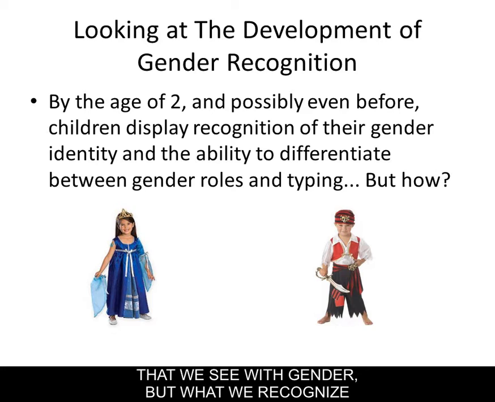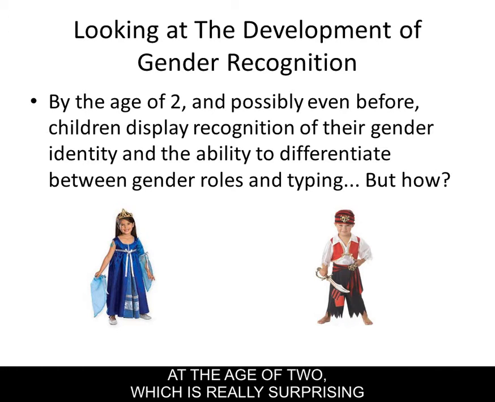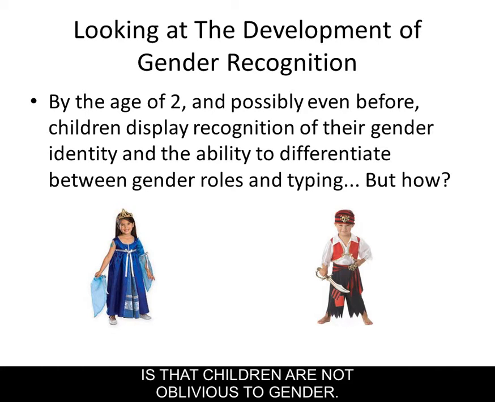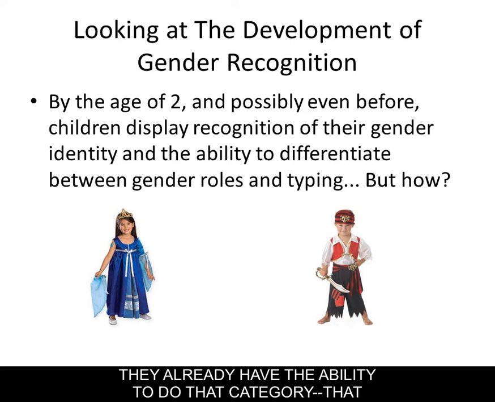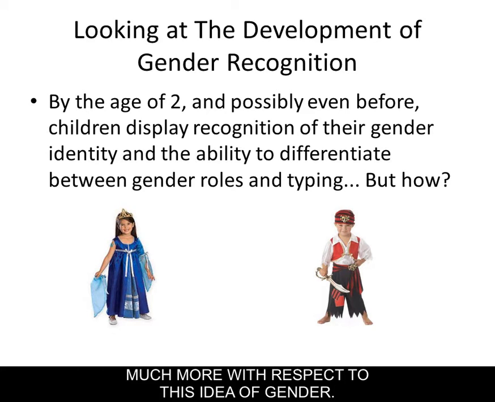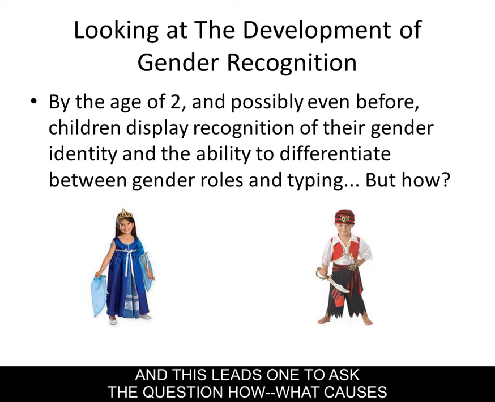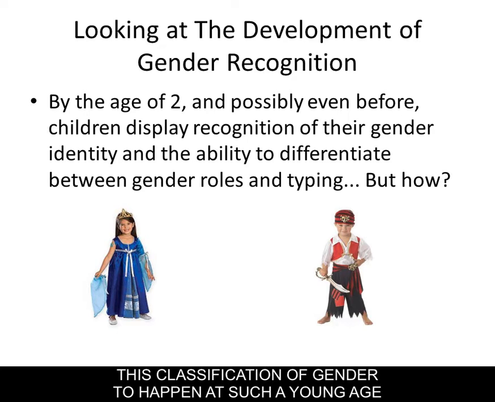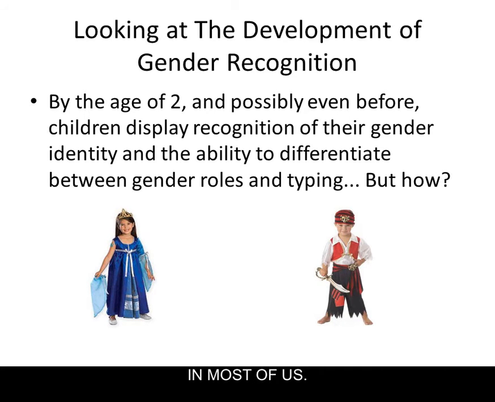But what we recognize at the age of 2, which is really surprising, is that children are not oblivious to gender. They already have the ability to do that categorization task that we talked about earlier, and much more with respect to this idea of gender. And this leads one to ask the question, how? What causes this classification of gender to happen at such a young age in most of us?